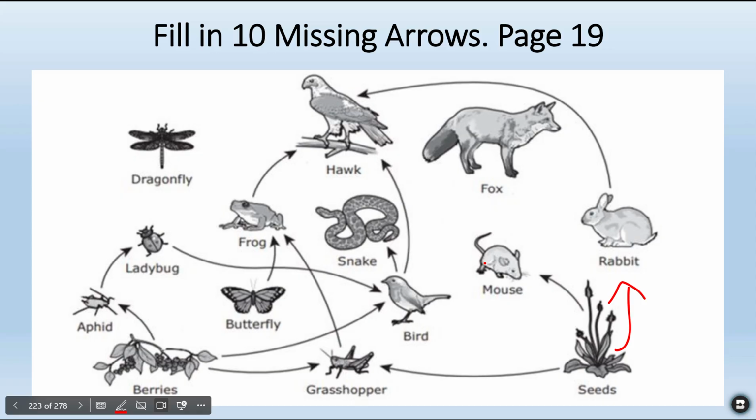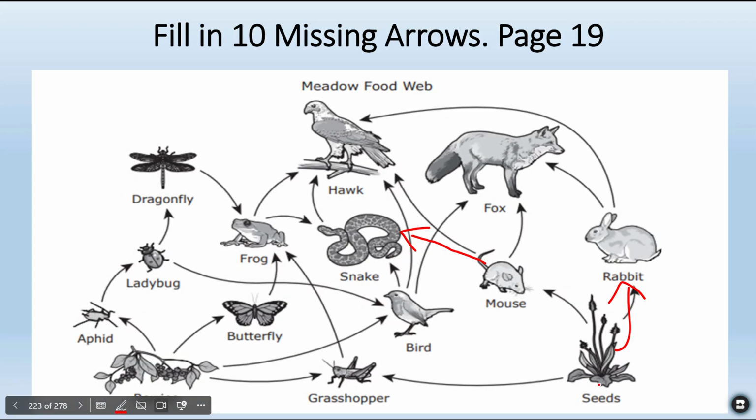Likewise, if I want to say that this mouse is being eaten by a snake, I want to make sure the arrow is pointing that way because the mouse will be giving its energy to the snake. So we're going to fill in 8 more arrows here.